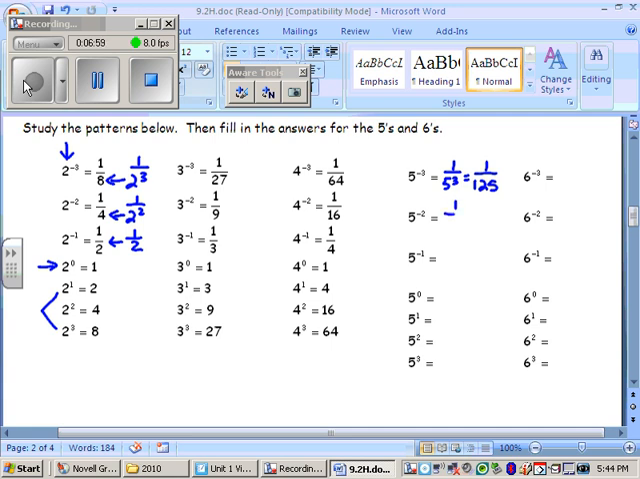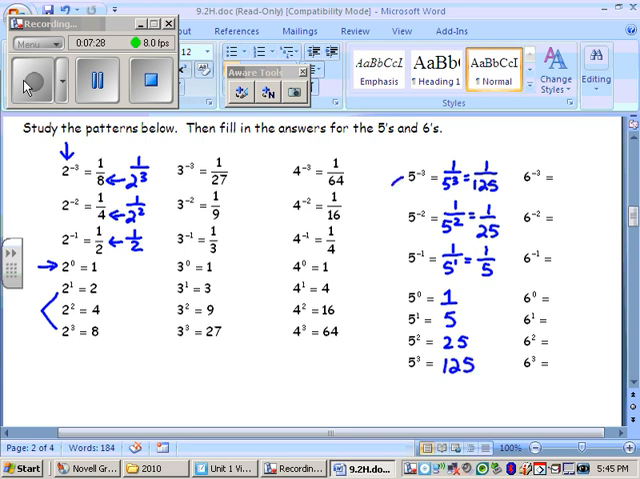5 to the negative second power is 1 over 5 squared, and then 5 squared is 1 over 25. 5 to the negative first is 1 over 5 to the first, and 5 to the first is simply 1/5. From there, 5 to the 0 power is 1, 5 to the first power is 5, 5 squared is 25, and 5 cubed is 125.